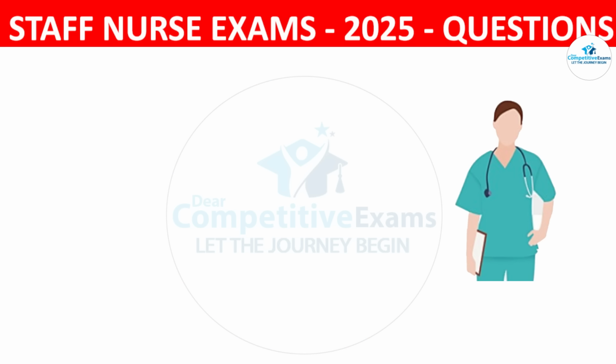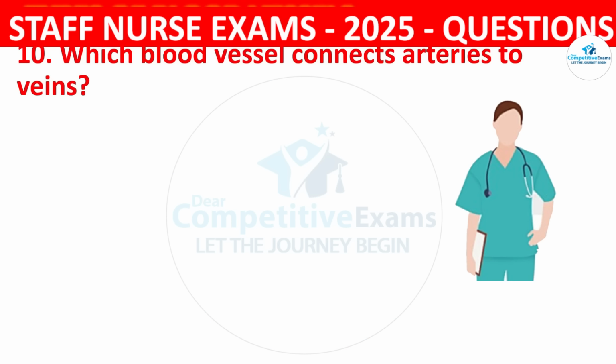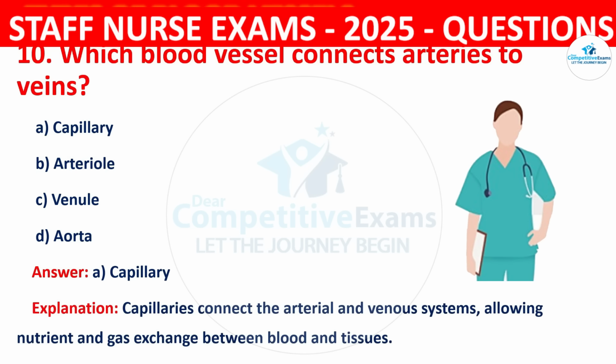Question number 10. Which blood vessel connects arteries to veins? The options are capillary, arteriole, venule, or aorta. The correct answer is A, that is capillary. Capillaries connect the arterial and venous system, allowing nutrient and gas exchange between blood and tissues.